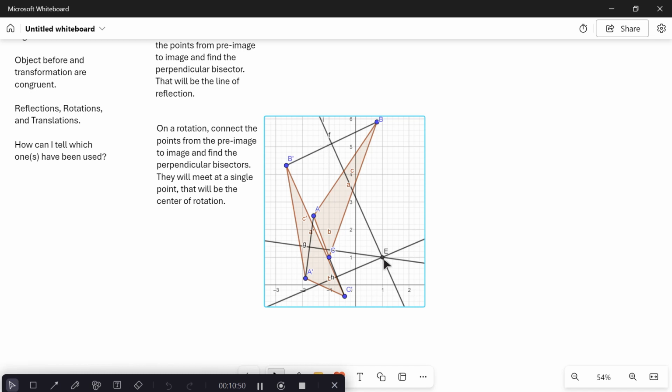Well, it works because the points on the perpendicular bisector are equidistant from the endpoints. That means this point E is the same distance from B and B prime. It's also the same distance from A and A prime and C and C prime. And the reason that works is because in a rotation, those points are going to swing around the center and not get any closer. They're going to stay the same distance apart.